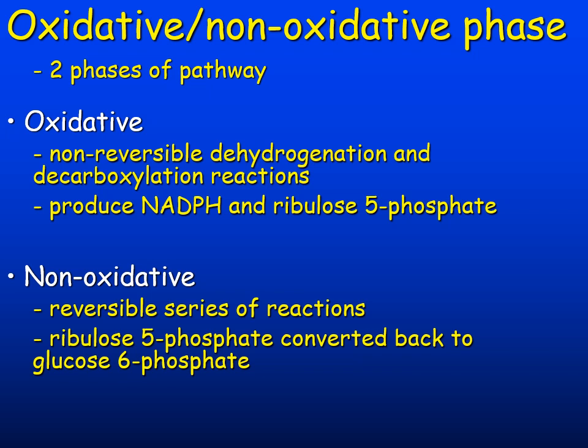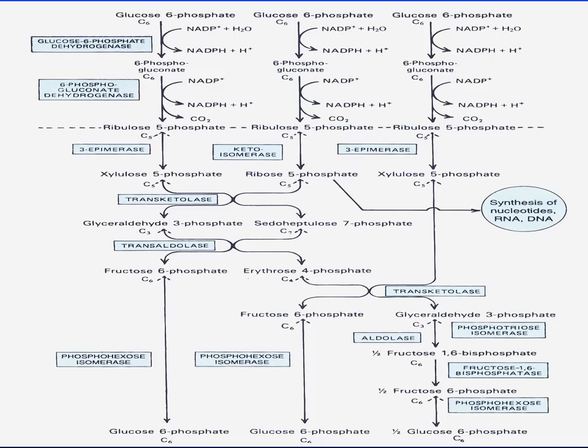Now, the pathway itself consists of two key phases. There's what we call an oxidative phase and a non-oxidative phase. The oxidative phase is a series of non-reversible dehydrogenation and decarboxylation reactions, and these produce the NADPH and ribulose 5-phosphate. The non-oxidative phase is a series of reversible reactions, and they produce ribulose 5-phosphate, which can be converted back to glucose 6-phosphate. So let's have a look at this pathway in a bit of detail.